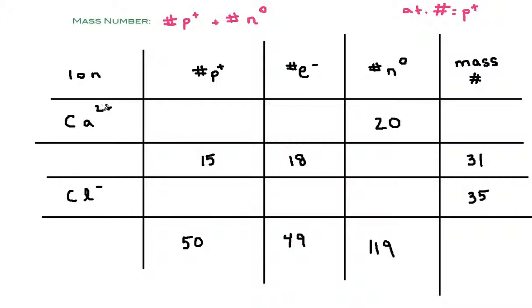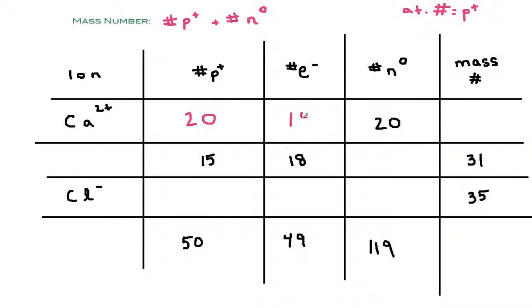For Ca2+, the 2+ charge tells us automatically that you've got more protons than electrons, and specifically you've got 2 more protons than electrons because protons have a plus charge and electrons have a minus charge. And so calcium, if I look at my periodic table, calcium has an atomic number of 20, therefore it has 20 protons.